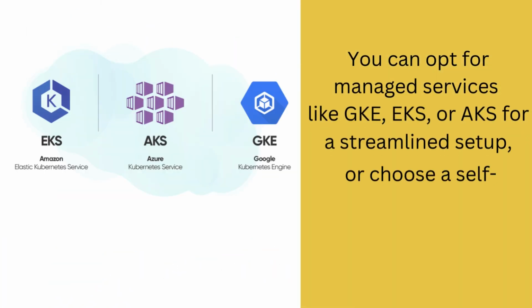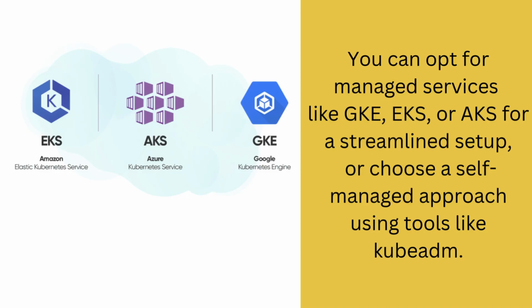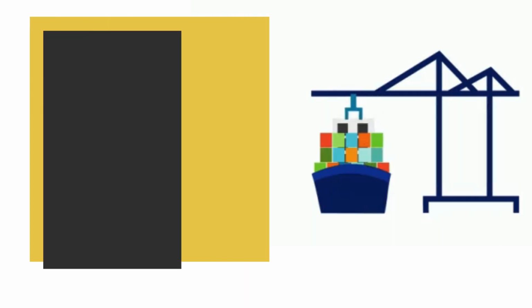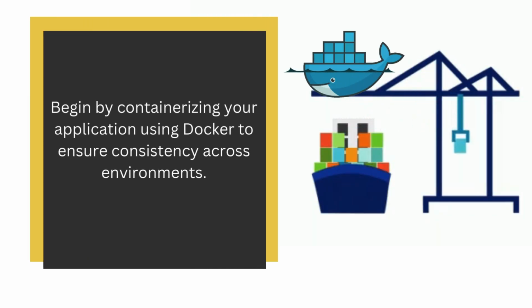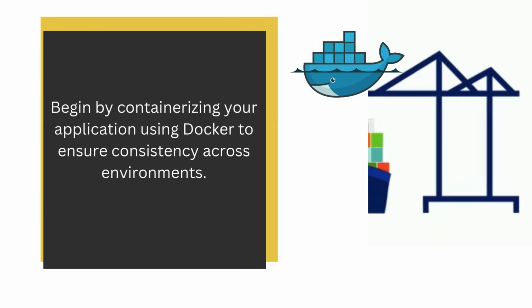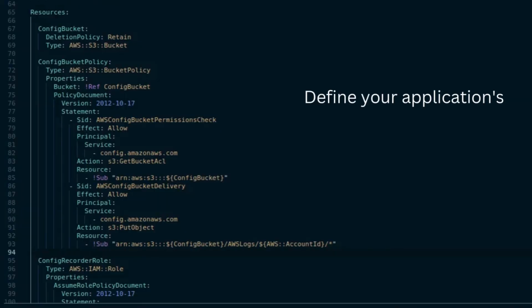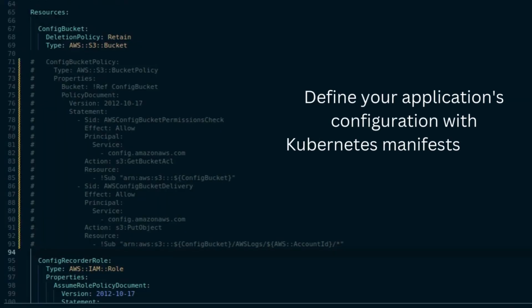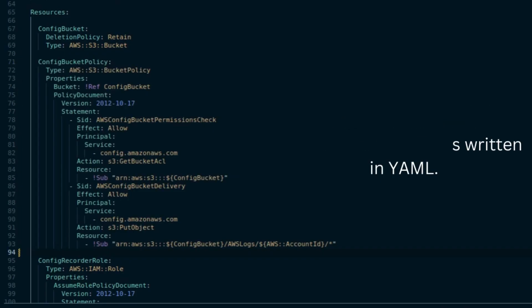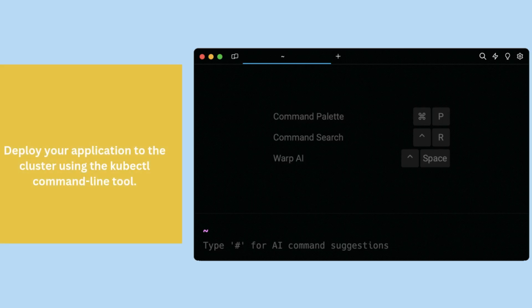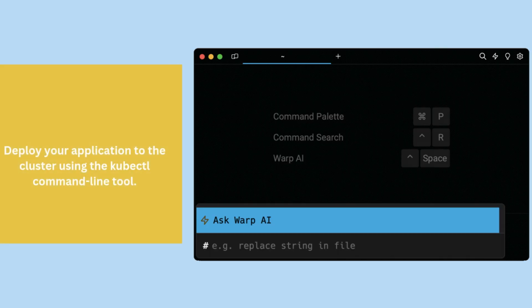You can opt for managed services like GKE, EKS, or AKS for a streamlined setup, or choose a self-managed approach using tools like Kubernetes. Begin by containerizing your application using Docker to ensure consistency across environments. Define your application's configuration with Kubernetes manifests written in YAML. Deploy your application to the cluster using the kubectl command line tool.